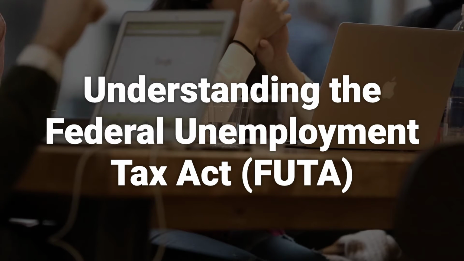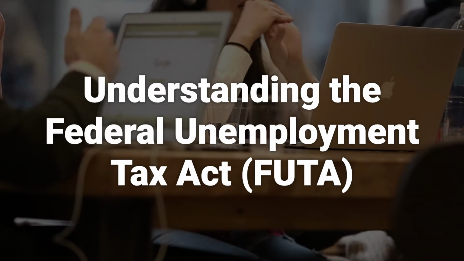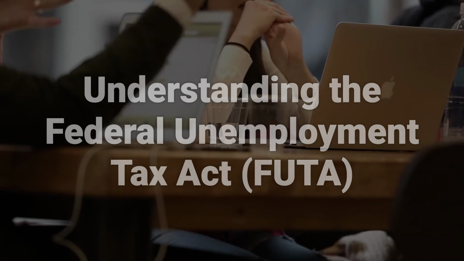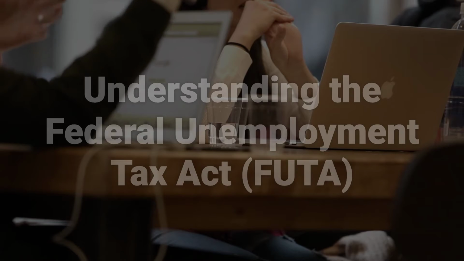Payments such as fringe benefits, group term life insurance benefits, and employer contributions to employee retirement accounts are not included in the tax calculation for the federal unemployment tax.